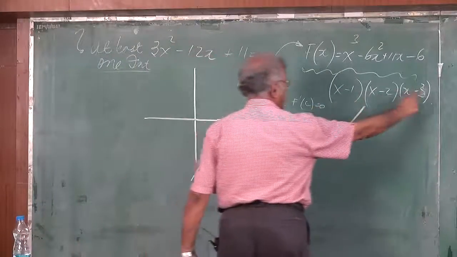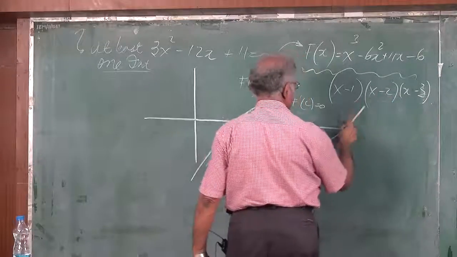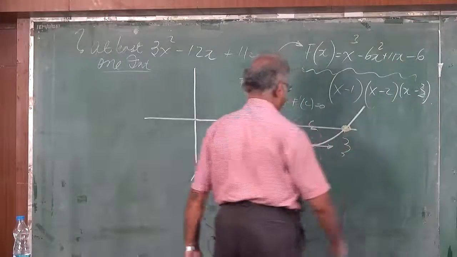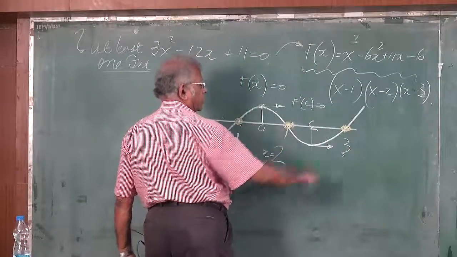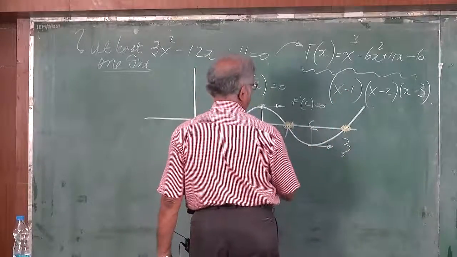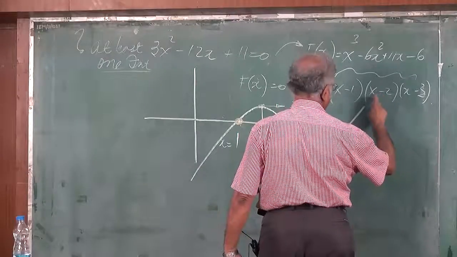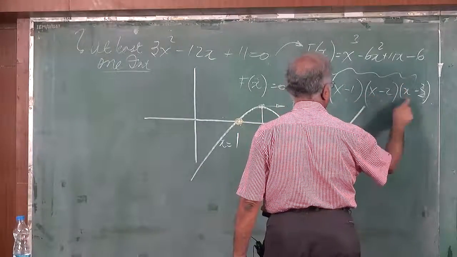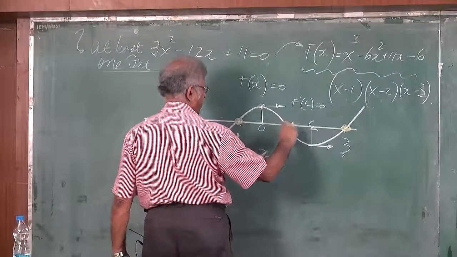When x is more than 3, to the right of 3, all these terms are positive. So the function is positive. Now when we are between 1 and 2, say 1.5, this is positive, this is negative, and this is negative. So positive, negative, negative, that is positive. So the function is again positive.